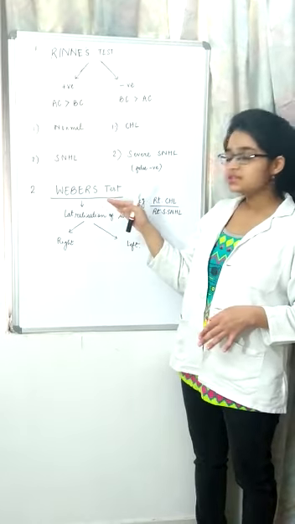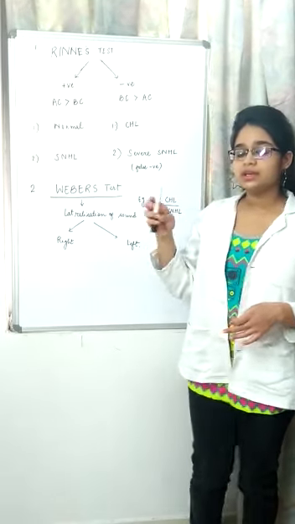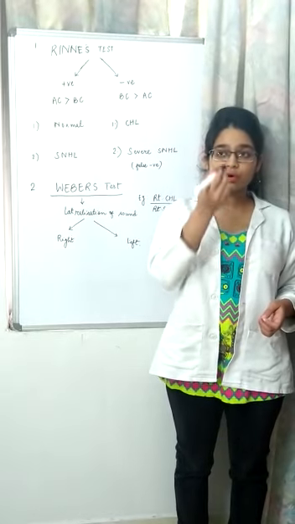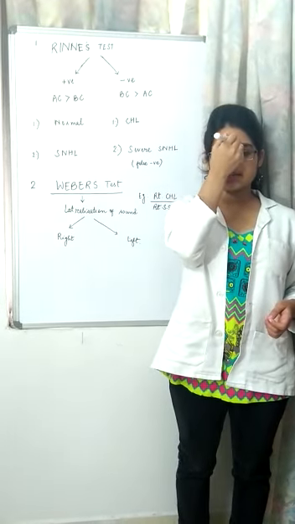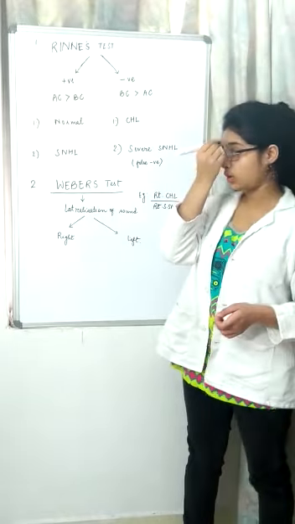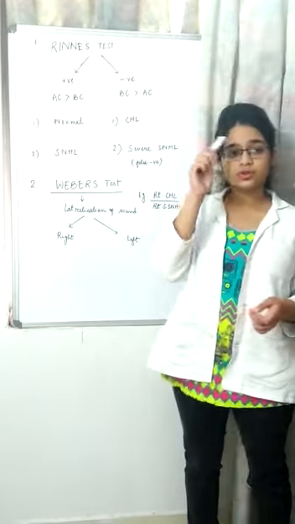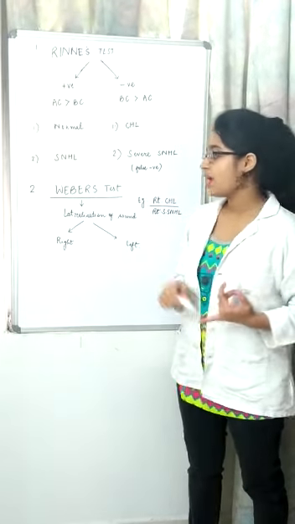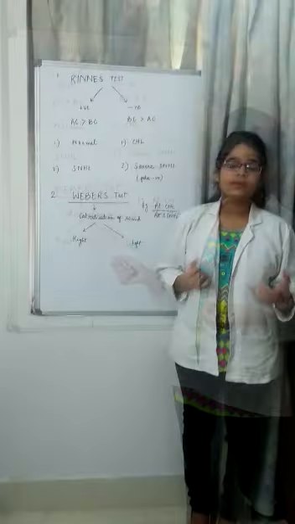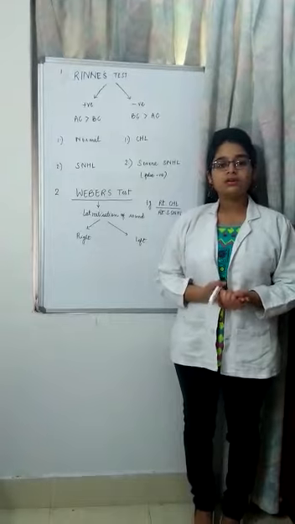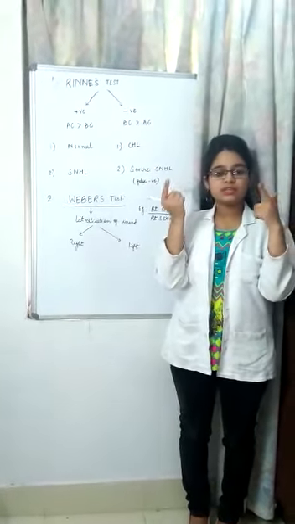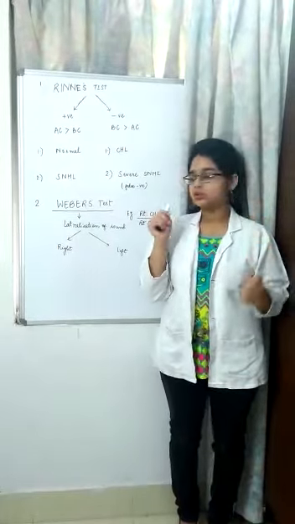Because in Weber's test, what do we do? We take the tuning fork, we strike it and we place the tuning fork on the vertex, or in the center, or in the front of the forehead. So when we place the tuning fork on the forehead, we are testing the bone conduction, and the sound has to lateralize. Normally, in a normal ear, the sound will be heard equally in both the ears because the vibrations will be sensed equally by both the ears.